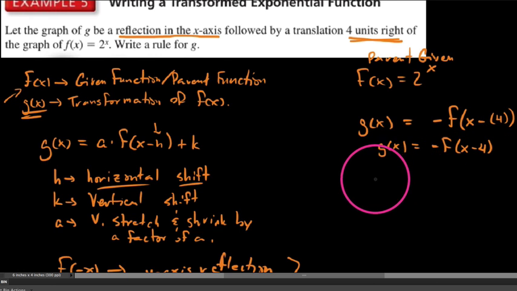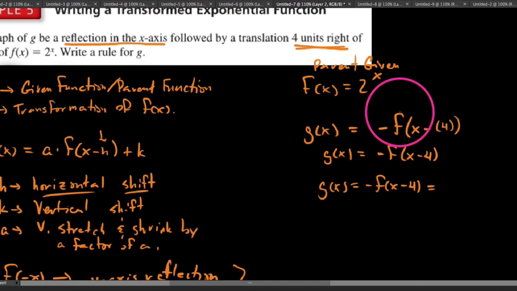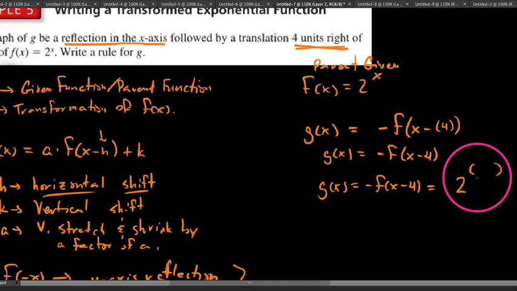So what would this look like in our function? Well, because g of x really is negative f of x minus 4, and because f of x is 2 to the power of x, 2 to the power of x now becomes this. We would get 2 to the x minus 4 here. And this negative, the way we would apply this, would be situated out in front.